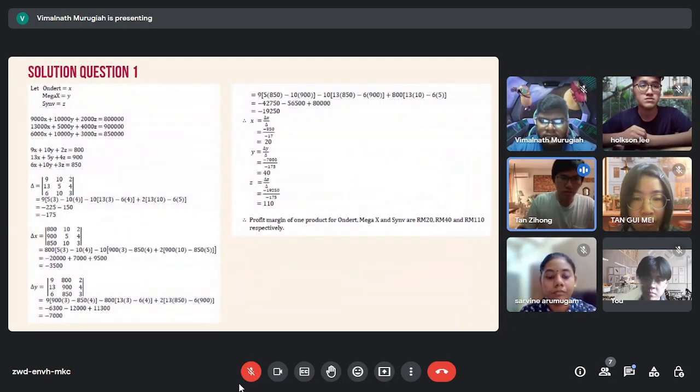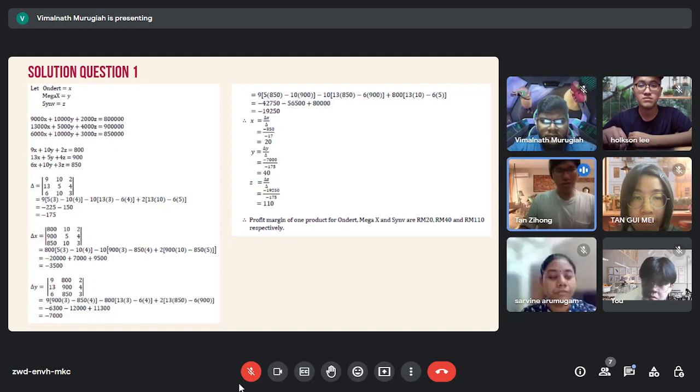Okay, we now show the calculation. For the solution, let Ordered be x, Mega X be y, and S product be z. So from here, we form the linear equation with 9,000x + 10,000y + 2,000z equals 800,000 in sales. Then in the second equation, according to the 2021 year, 13,000, 5,000, 4,000 become 900,000. And 6,000, 10,000, 3,000, 850,000.